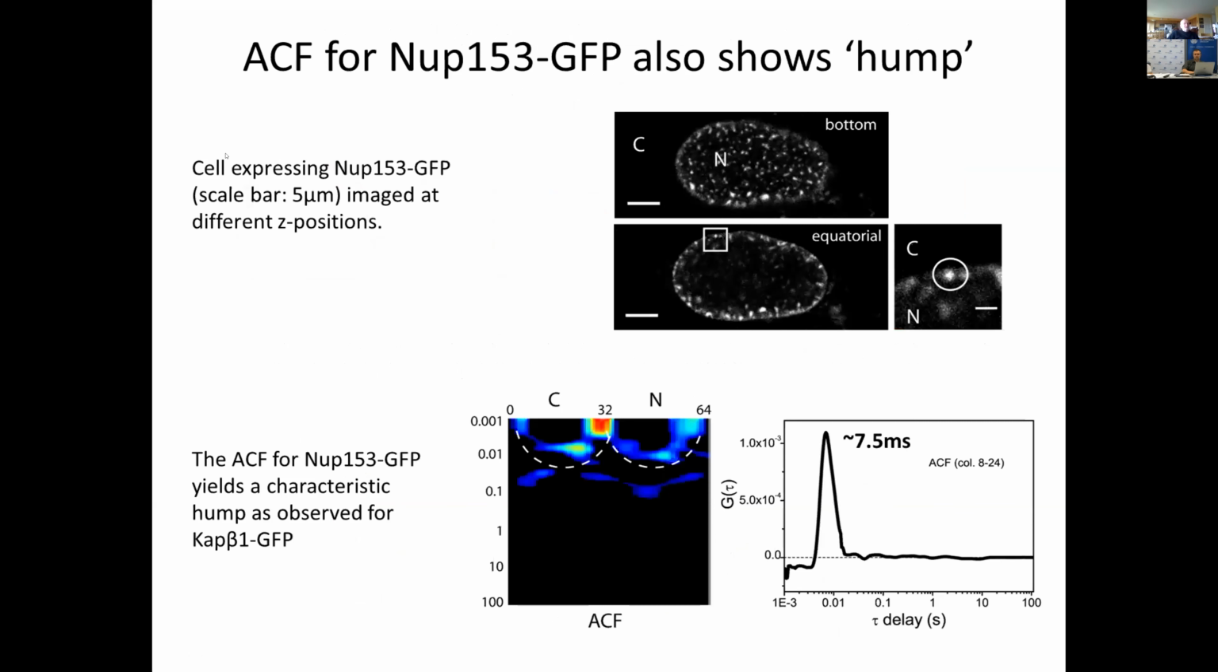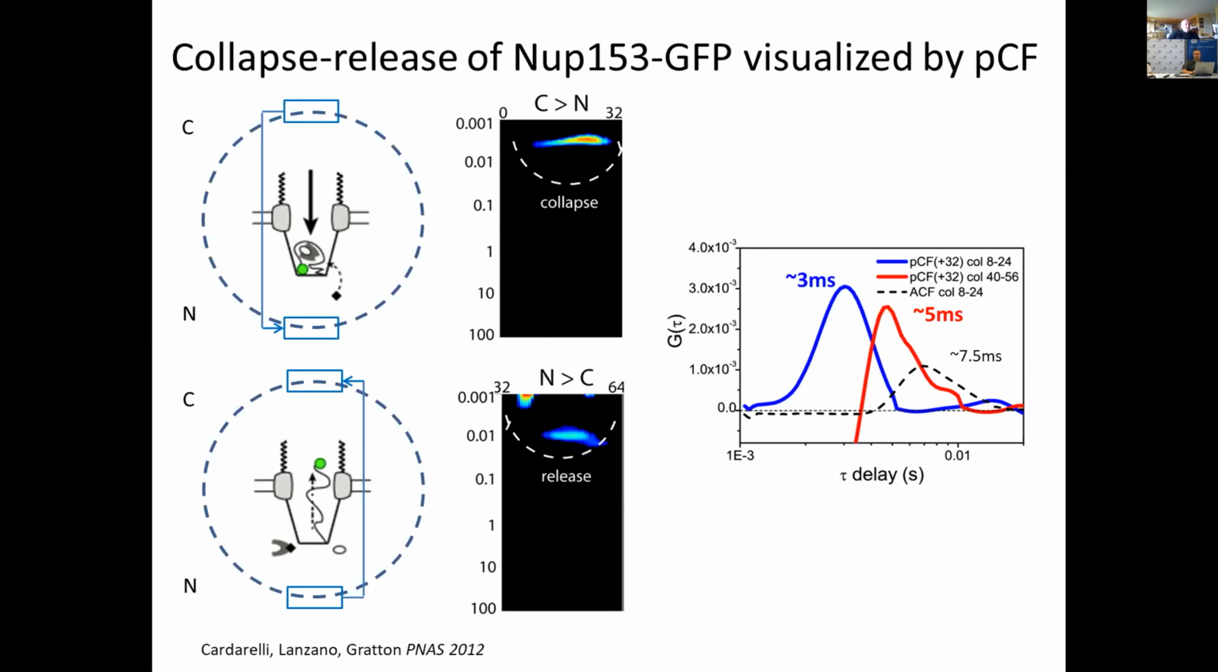And if we see the ACF, the correlation function of the NUP153 also has a bump. It takes about 7.5 milliseconds to see, so the characteristic bump is 7.5 milliseconds. Which means that every 7.5 milliseconds it goes up and then goes down. And so this is what is happening in this protein.